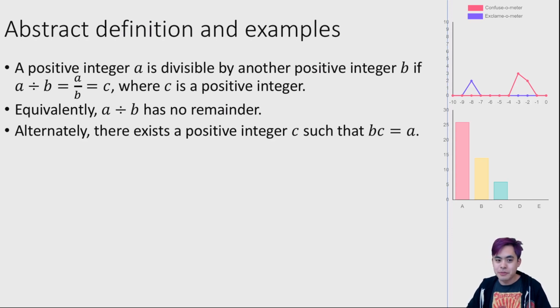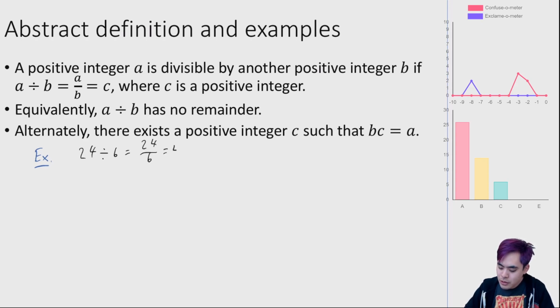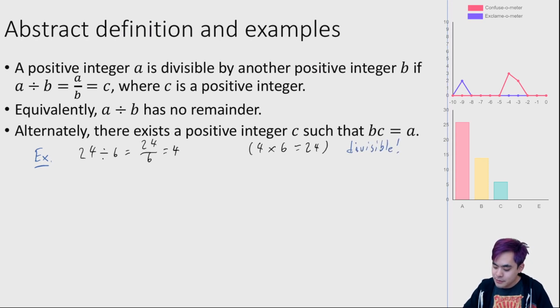Let's give a couple examples of this. You guys have seen divisible things before, but let's just make sure we're all on the same page. So 24 divided by 6 is equal to 24 over 6, which is equal to 4. Equivalently, 4 times 6 is equal to 24. And so therefore, this is divisible. So 24 is divisible by 6.